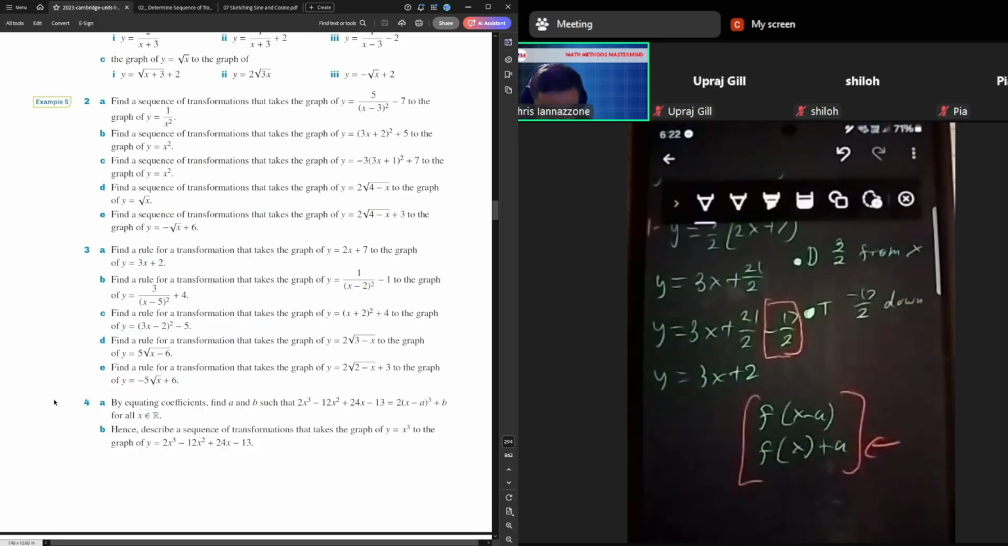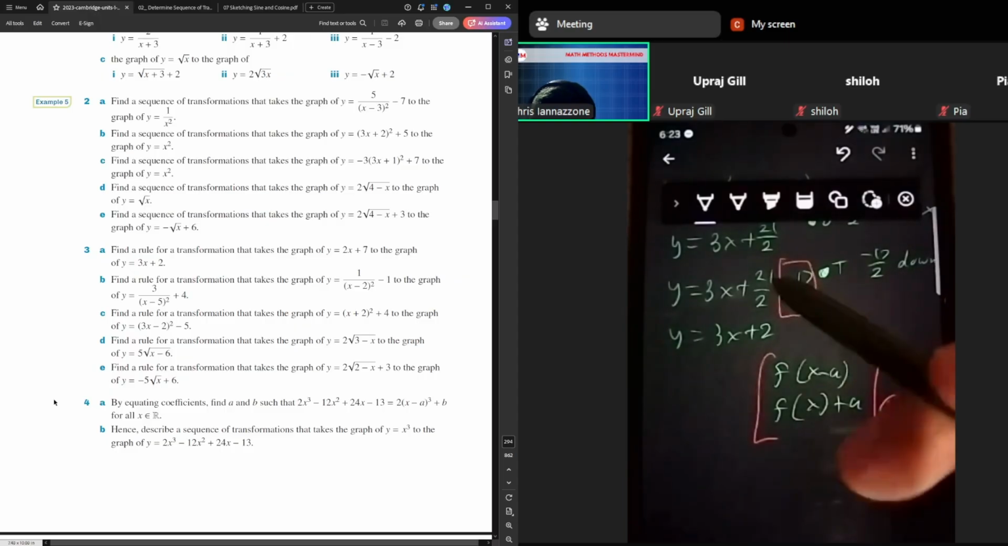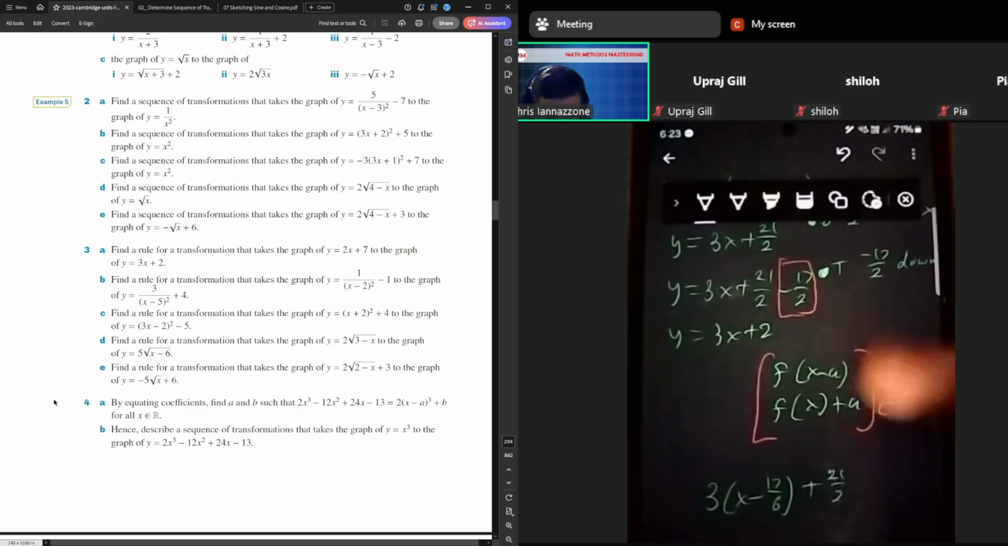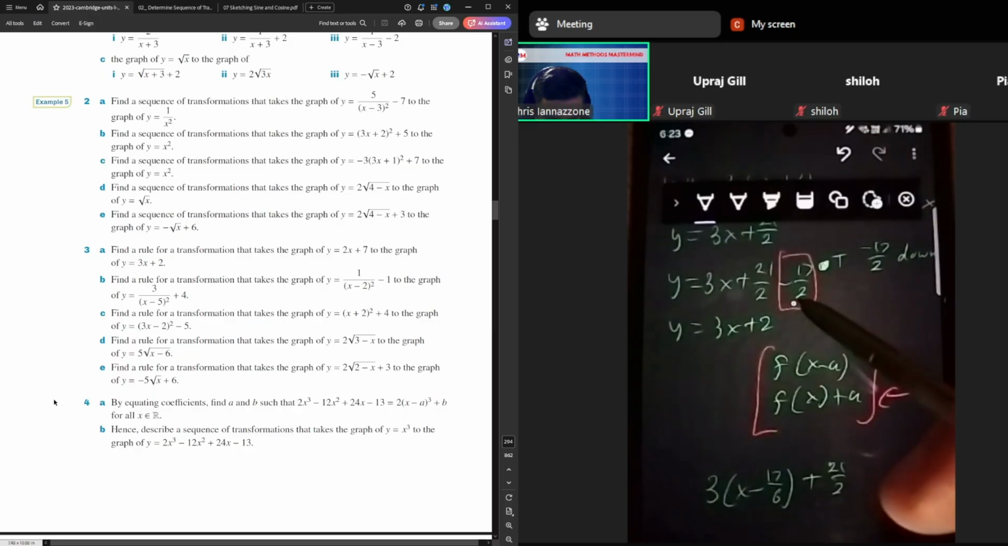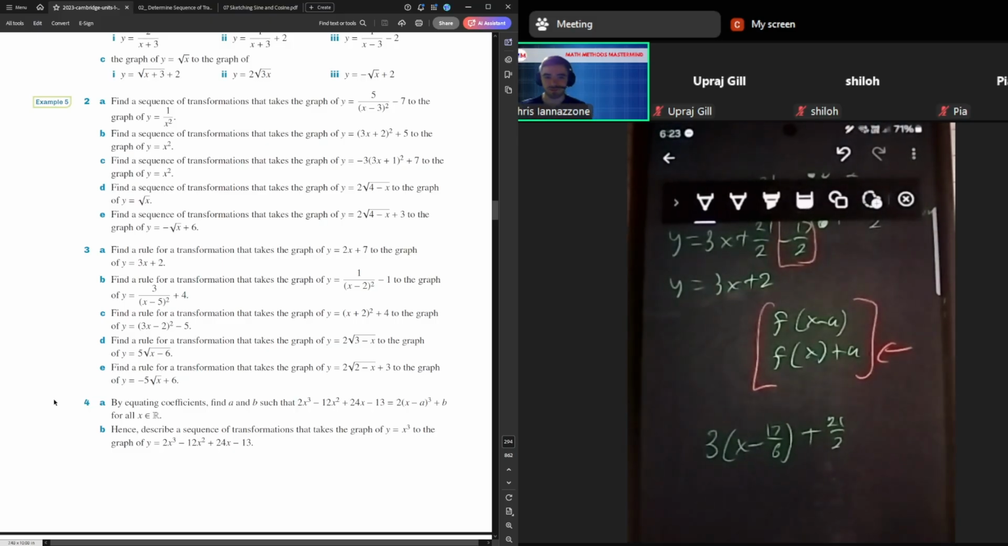Now, the reason why I say there's a hard version of this, which is you could write it like this, in which case you'd be replacing your x with a translation such that you get negative 17 on 2, which would mean something like, instead of saying 3x, you would now have 3 times x minus 17 on 6, plus 21 on 2. And then once you distribute the 3 out of that, you get back to minus 17 on 2, and then it cancels down. And then this would be your horizontal translation to the right of 17 over 6. Don't do that, obviously. That's just for fun.